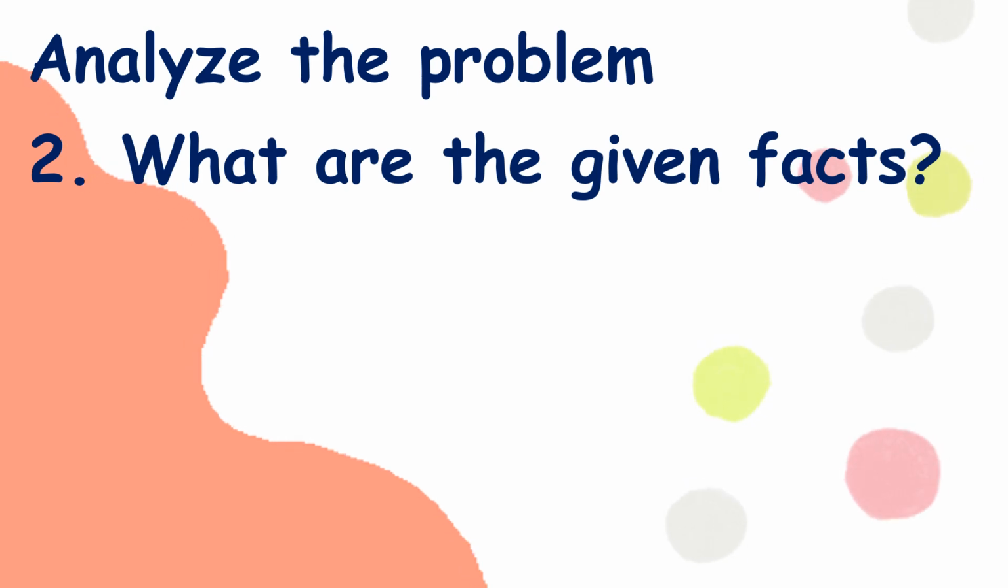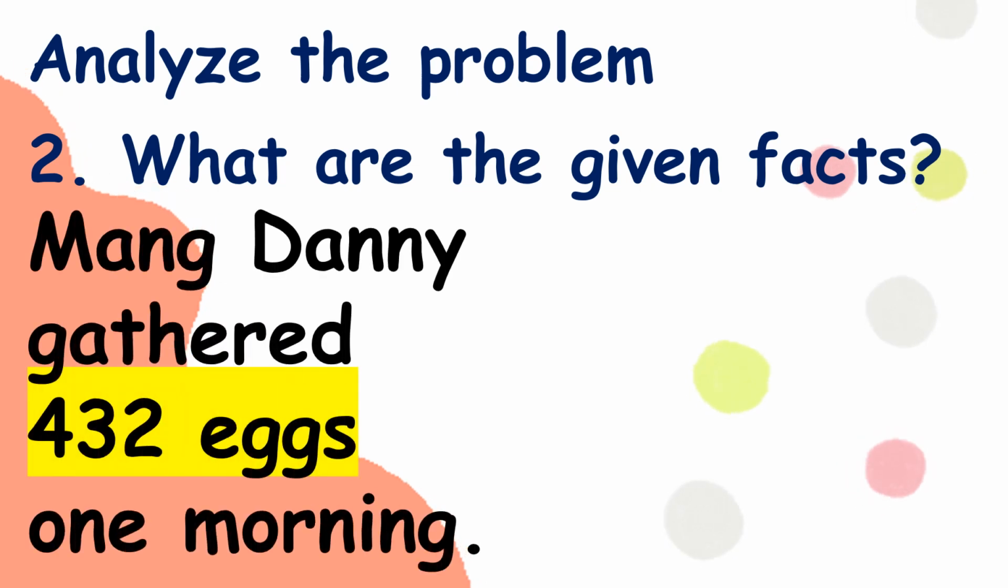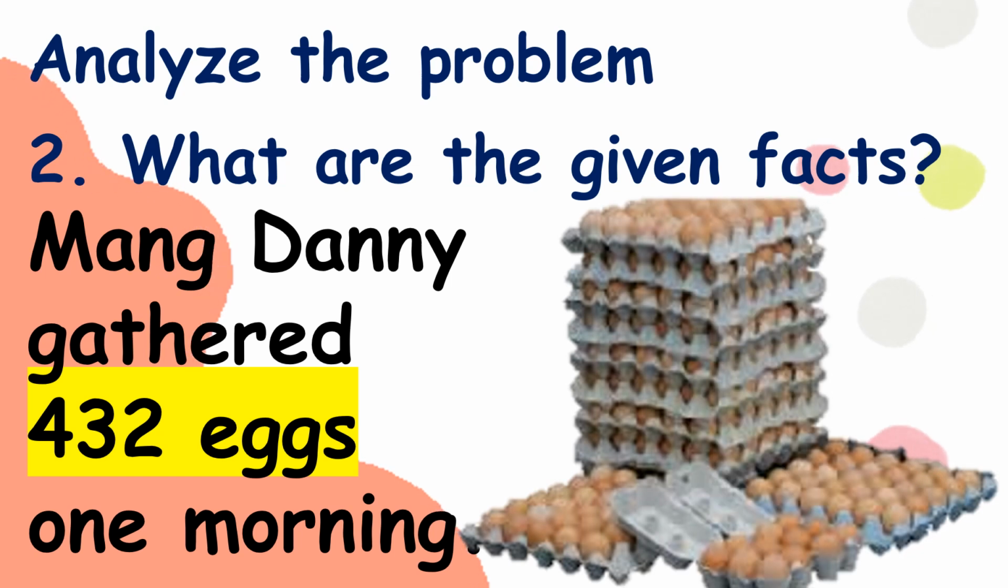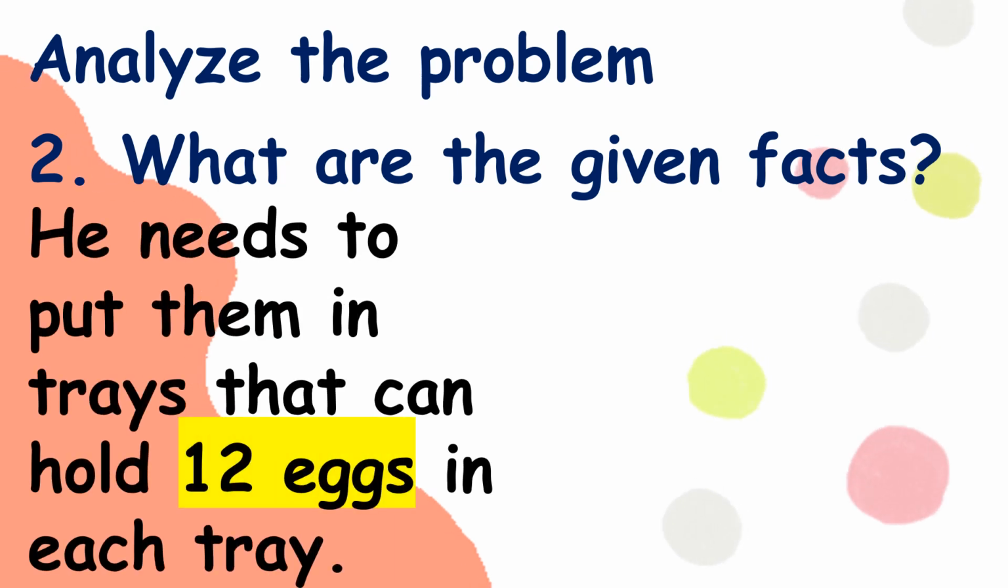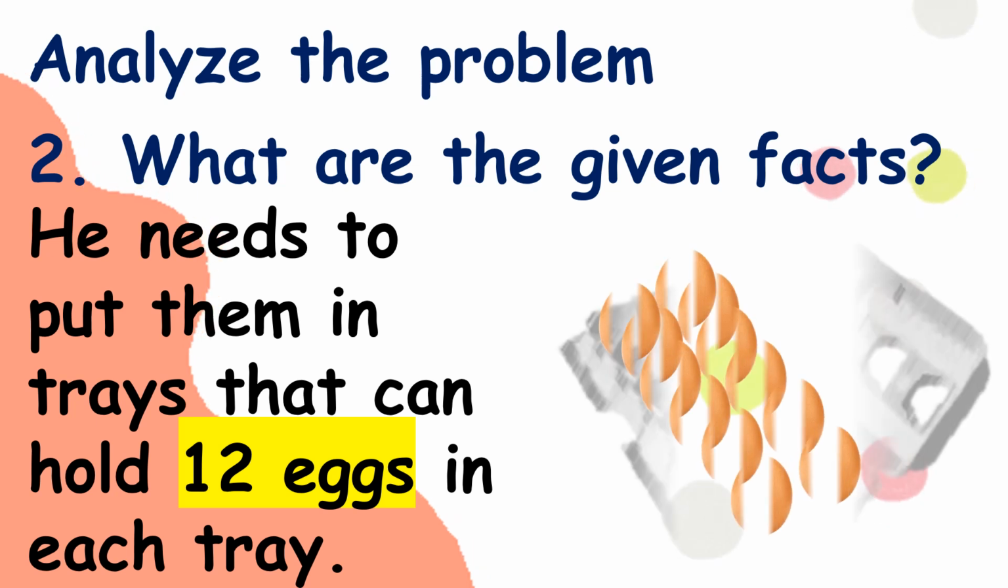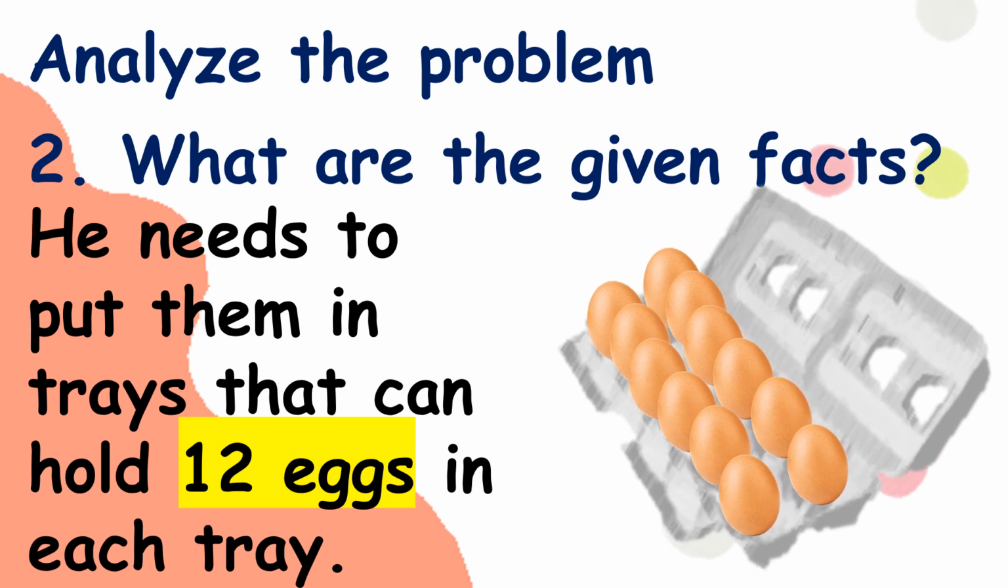Number 2, what are the given facts or the given numbers? Mang Danny gathered 432 eggs one morning. So how many eggs? 432. That is one of the given facts. Another given, he needs to put them in trays that can hold 12 eggs in each tray. So we have 12 eggs in each tray.